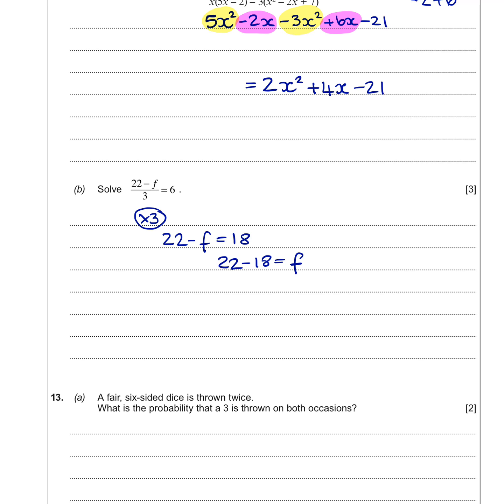So the opposite of 22 subtract f is actually 22 subtract 18. And this tells me that f is 4. I can check. 22 take away 4 gives me 18. Divide by 3 gives me 6.